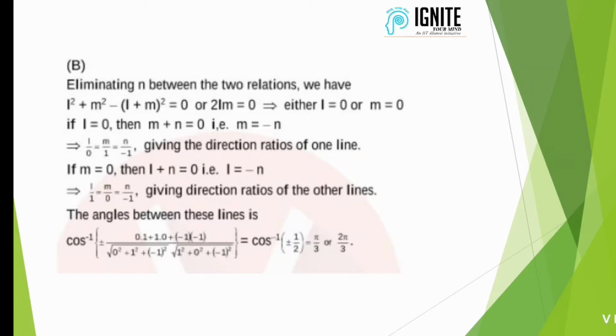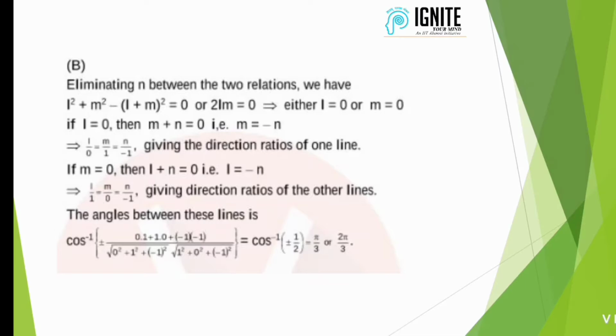This is of the form a plus b whole square. So you can expand that. What is a plus b whole square? a square plus b square plus 2ab. On expanding you will obtain 2LM is equal to 0. So either L has to be equal to 0 or M has to be equal to 0.